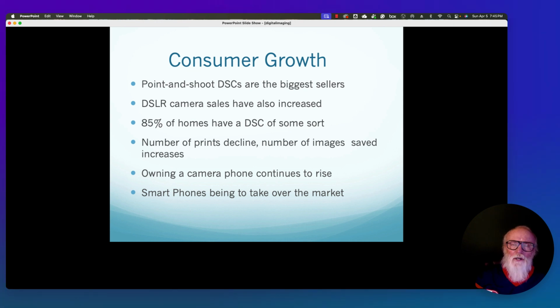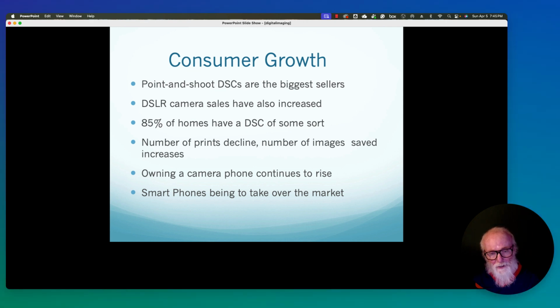Owning a camera phone continues to rise. So even people who didn't ever want a camera, who didn't even want a phone, now buy a phone with a camera on it. Okay, and then smartphones are taking over the market easily.